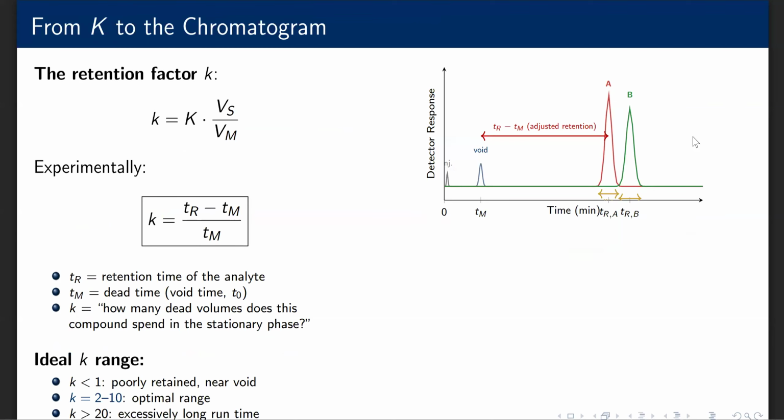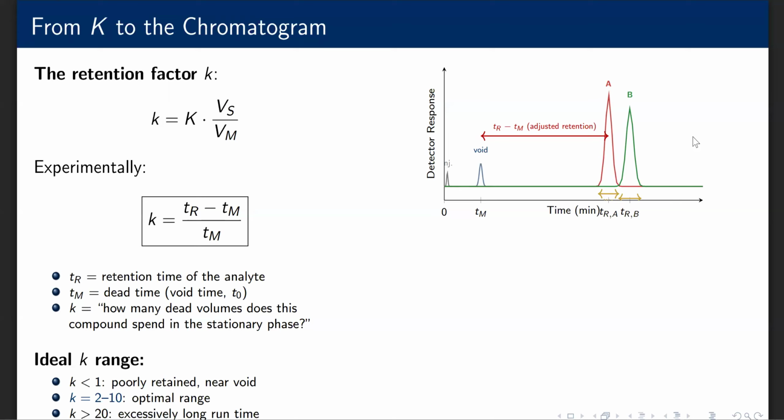Okay, so from K to the chromatogram. Now we connect the thermodynamic partition coefficient K to what we actually measure in the chromatogram. Look at the chromatogram on the right. The first tiny spike at time 0 is the injection. The peak labeled void at tM of 1.2 minutes is the unretained marker, a compound that does not interact with the stationary phase at all and simply passes straight through. Then our 2 analytes appear, A at 5.4 minutes and B at 6.1 minutes.